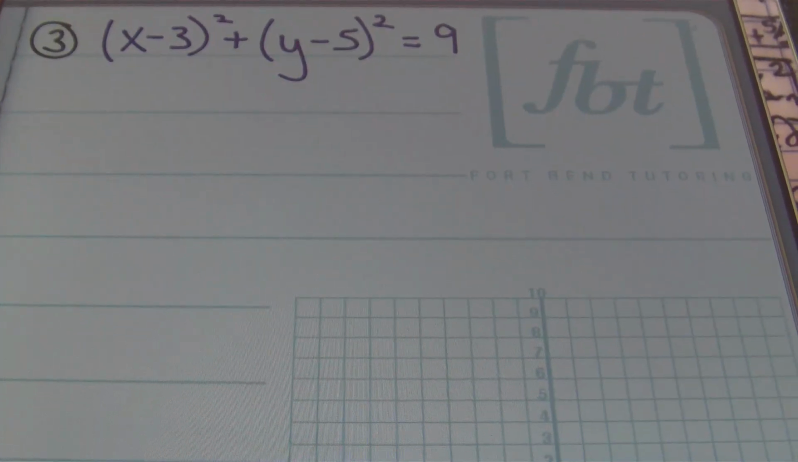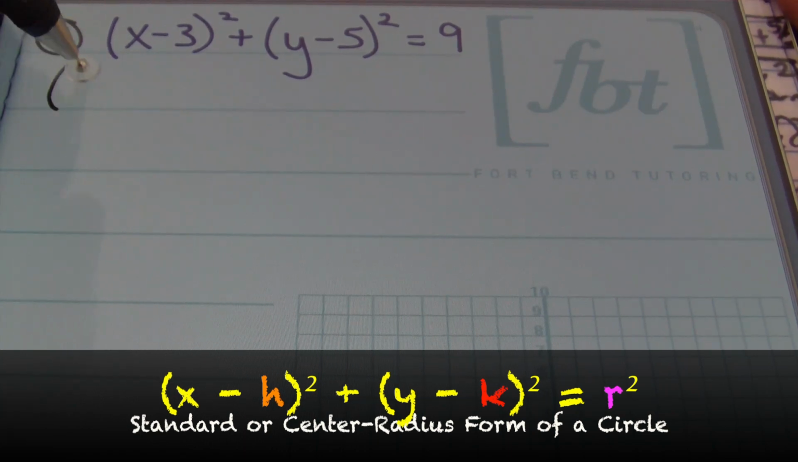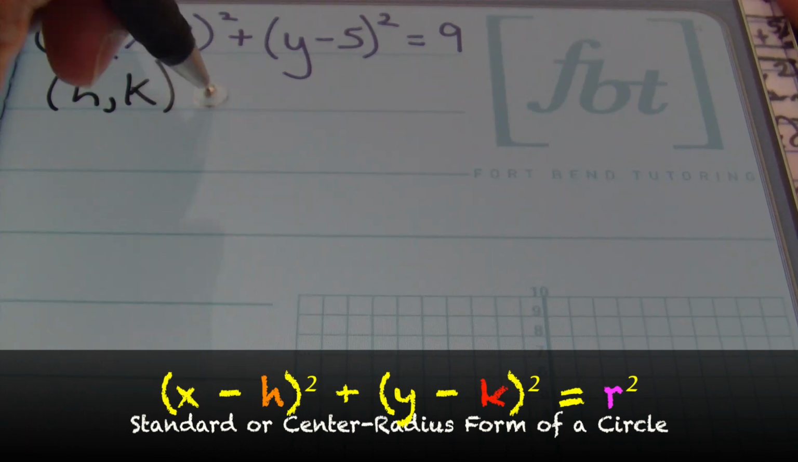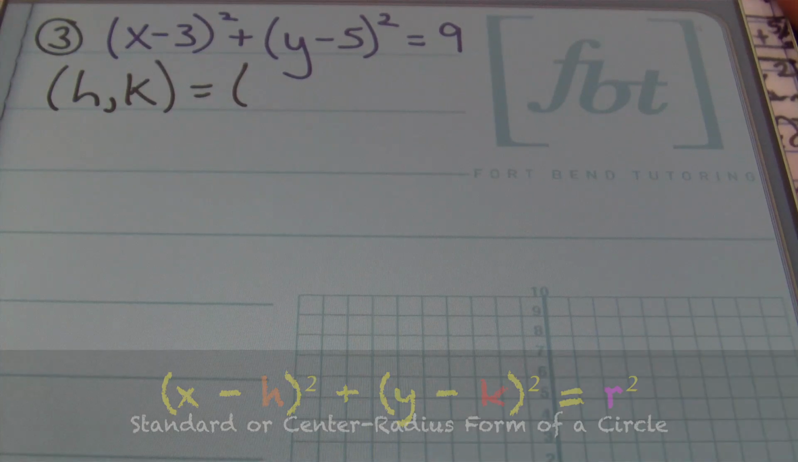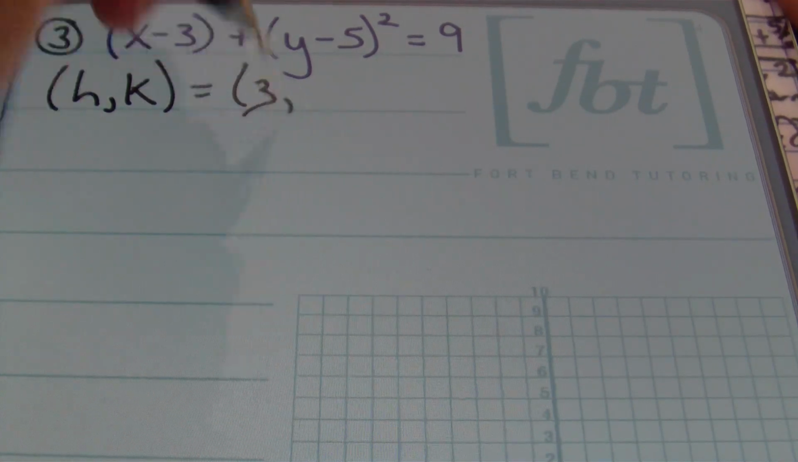All right. Here we have it. Problem number 3. Your equation is the quantity of x minus 3 squared plus the quantity of y minus 5 squared equals 9. What is the center of this equation? What did you say? Exactly. So your h, k, the ordered pair for the center, is going to be the opposite value that you see inside of the first set of parentheses. So I don't need the negative 3. I need a positive 3.